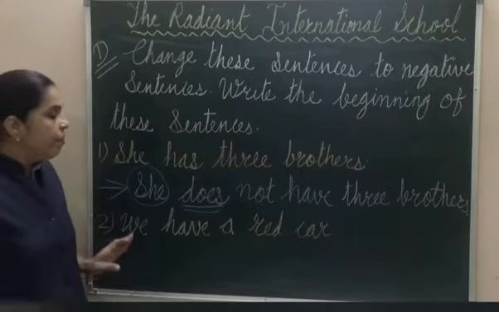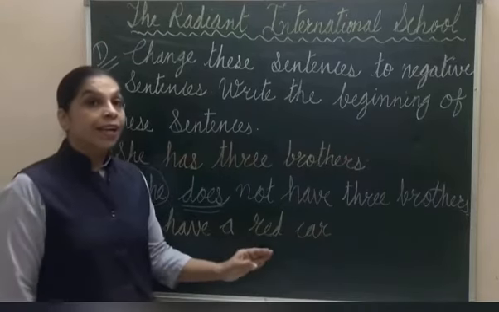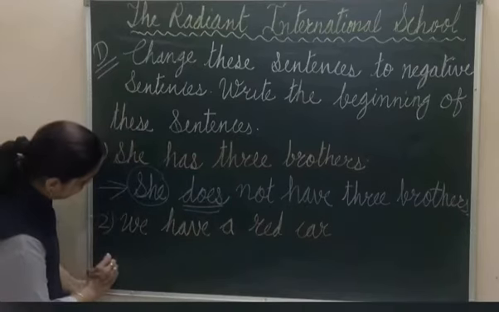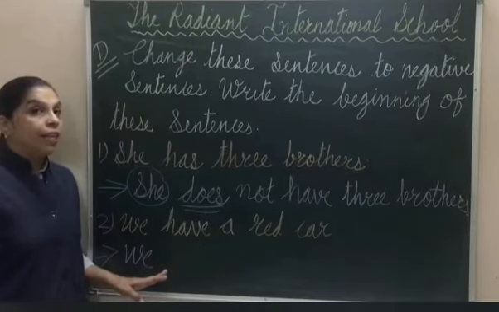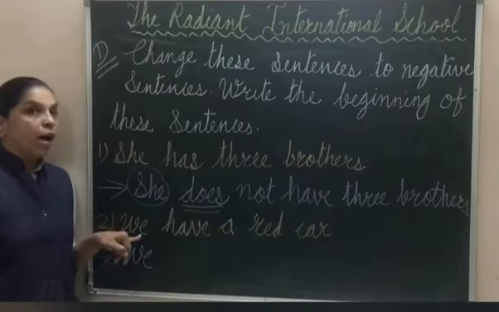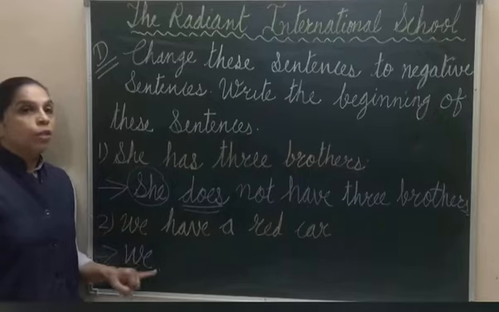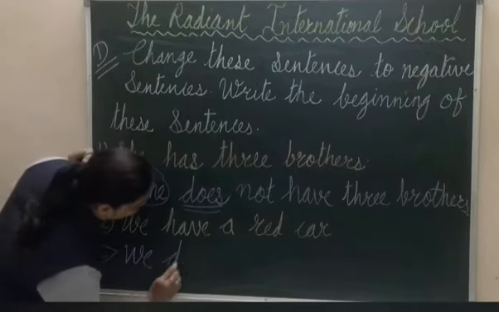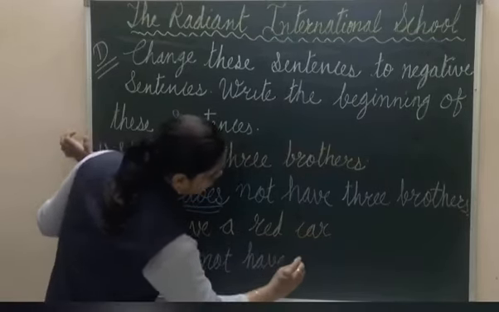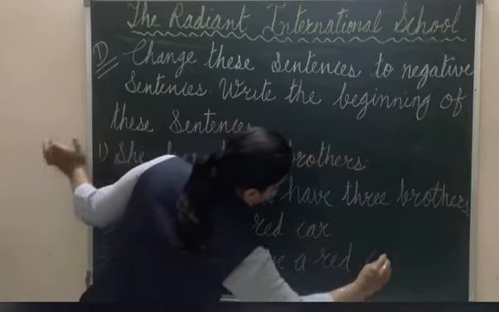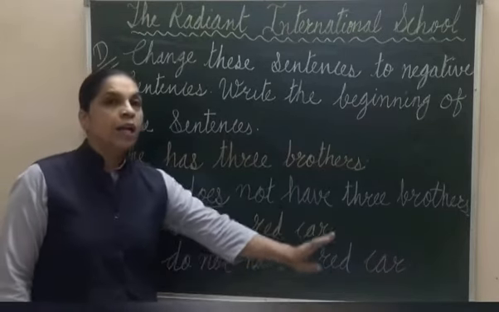Number two, we have a red car. Now our sentence will be, we, what will come over here? Do or does? Is we a singular pronoun? No. We is a plural pronoun. So here it will come, do. We do not have a red car.